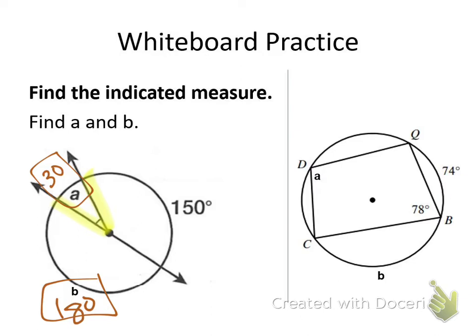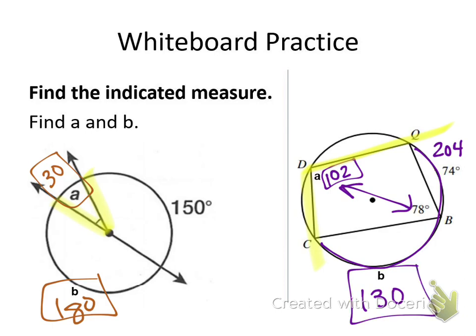Okay, good. So A is across from 78, which means they're supplementary. So A is 102. It intercepts this arc. So this whole arc will be 204. Subtract your 74 and you get 130 for B.